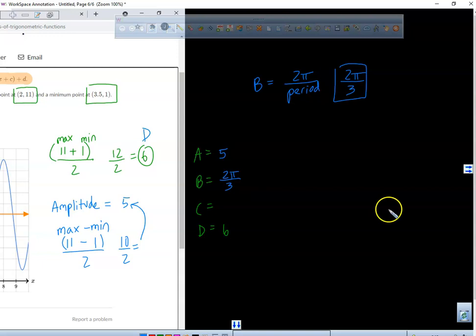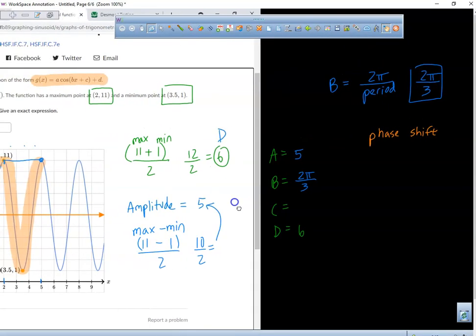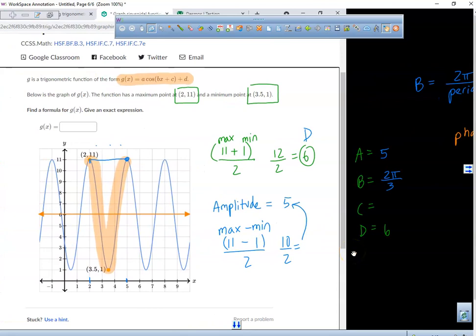Here's the trickiest part. How do we find C? What's C connected to? The phase shift. Does anybody know what the phase shift is? Because I need to know the phase shift. So let's take a look at it. What would you guys say has happened to this graph? Normally, where does the cosine graph start? It normally starts right there, but it's been moved to the right how many units? 2. So I'm going to say the phase shift is plus 2.